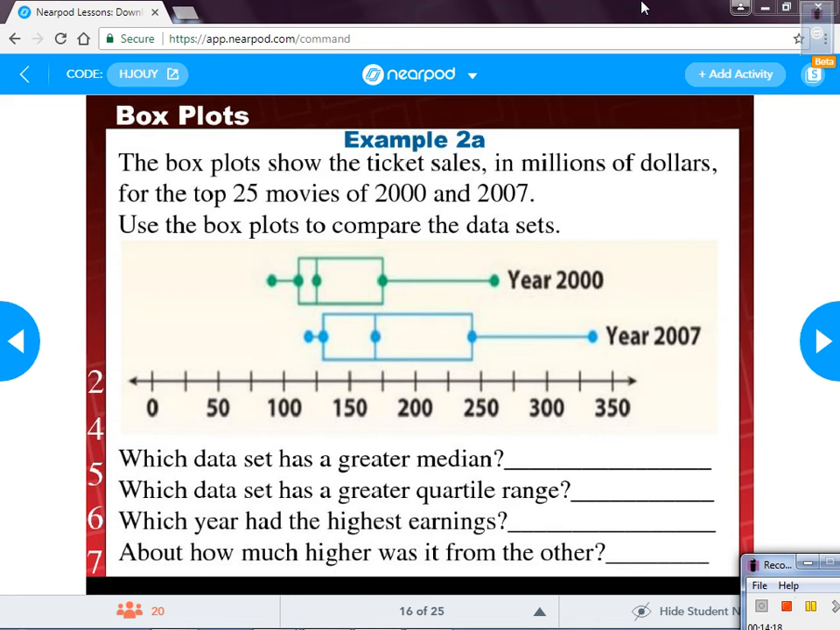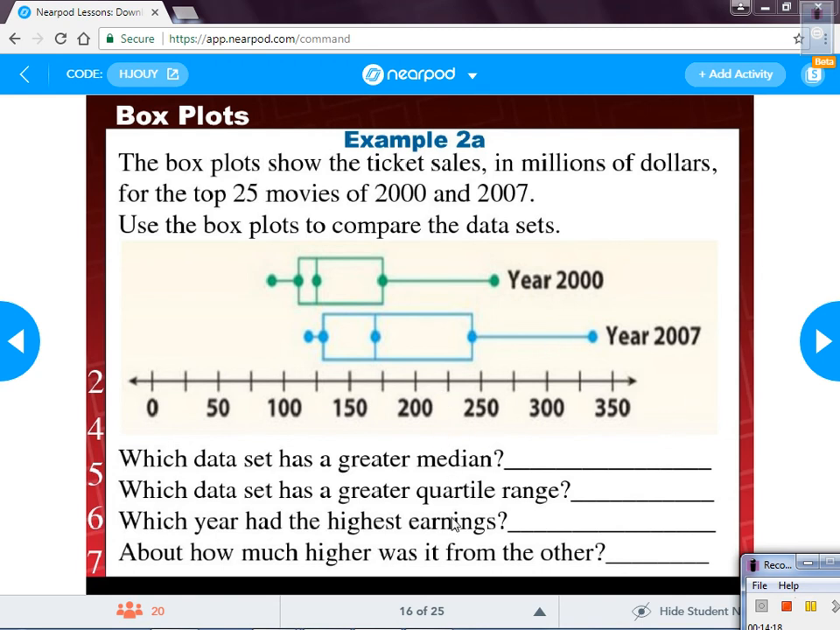All right, so the problem at hand says, the box plots show the ticket sales in millions of dollars for the top 25 movies of 2000 and 2007. So how many different years are they comparing? 2 years, right? 2000 and 2007. So once they got the data, they plotted 2 boxes on the same number line. Notice it's only 1 number line and 2 box plots. Does that make sense?